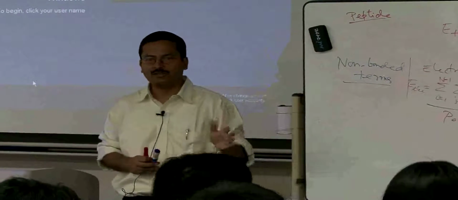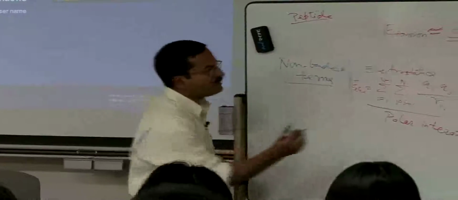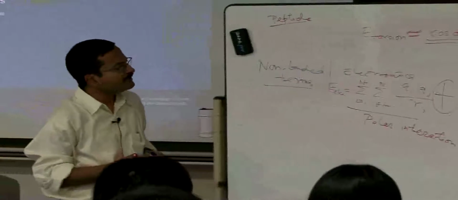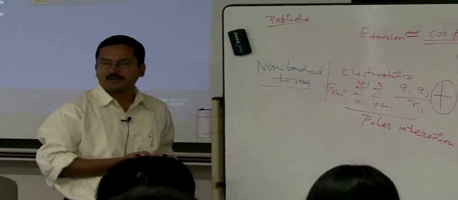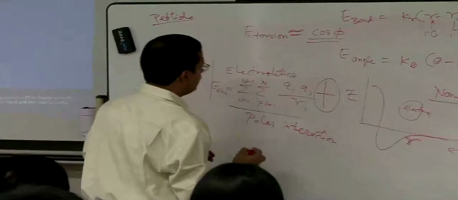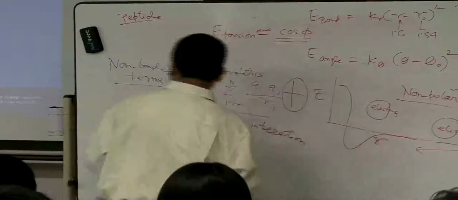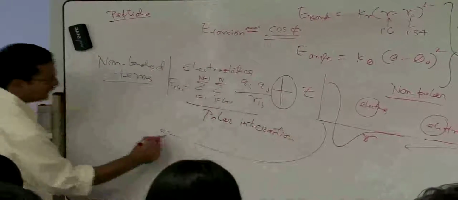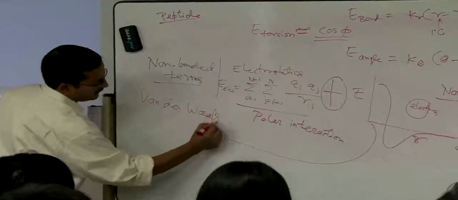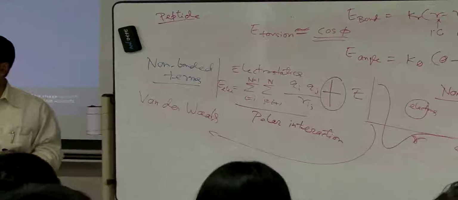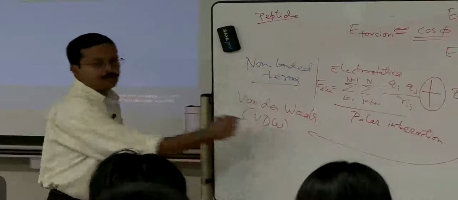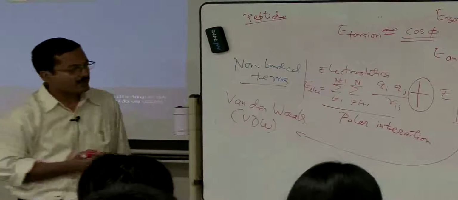This is not electrostatics, it is separate. Electrostatics is polar and this is non-polar, and actually both are present. So, there are two non-bonded terms, one for electrostatics and one for this, which is called the van der Waals interaction. You may have read about it. The short form is VDW, van der Waals.